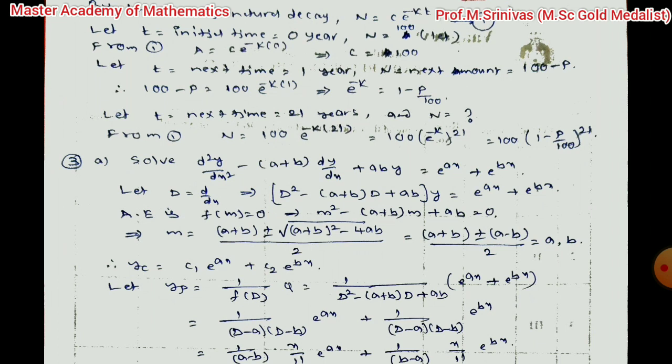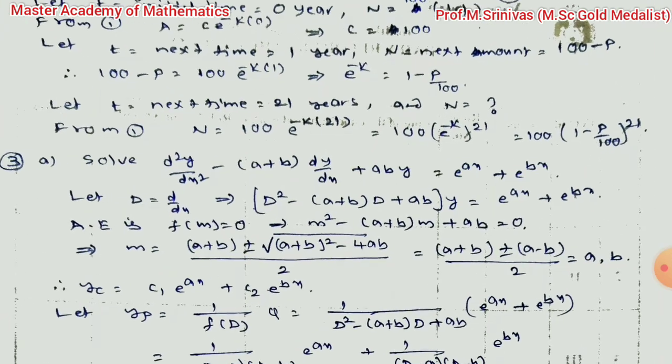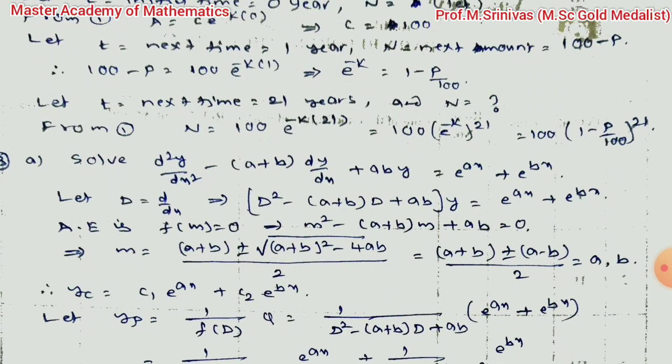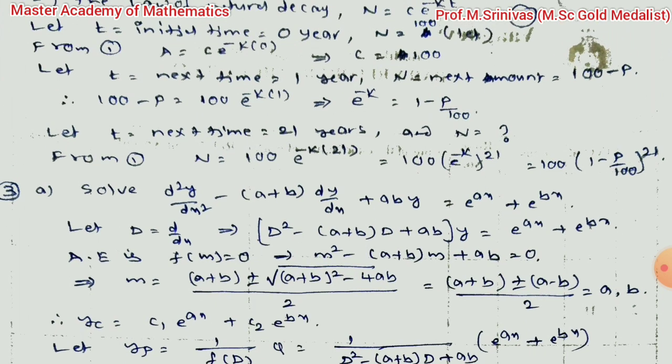Since it is represented in percentage, I am taking capital N equal to 100 as the initial amount, which you substitute in equation number 1, so that N equals C e^(-kt), and on simplification C equals 100. And small t, the next time, 1 year, is given, and it is reducing to p%. Reducing means how much amount is there? If p is reduced out of 100, the remaining amount is 100 minus p. That again you substitute in equation number 1.